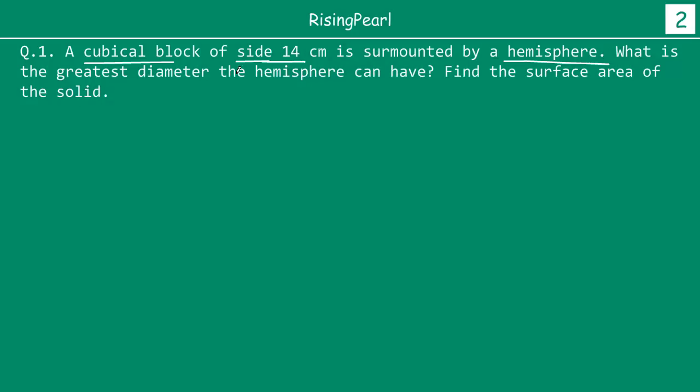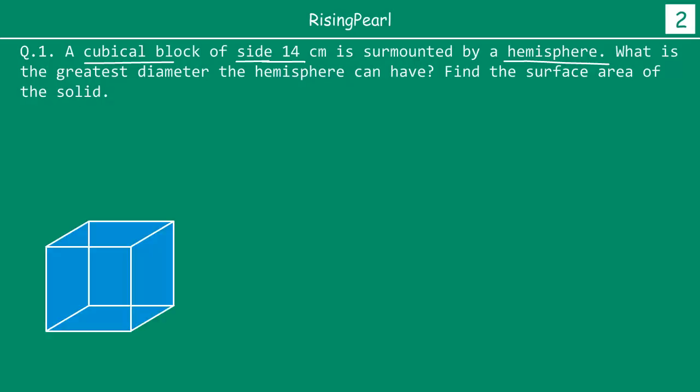What is the greatest diameter the hemisphere can have? For a hemisphere, the only measure that we need is the radius. The radius is not given, but the question is asking us what is the greatest diameter the hemisphere can have? That is the first question. It's a two-part question, and the second part is to find the surface area of the solid. So first let's try and see how the final solid may look.